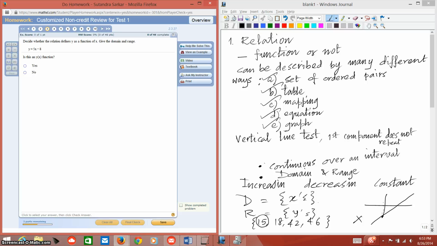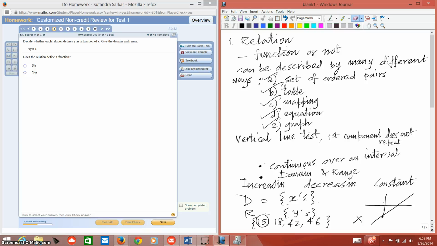Let's move on to a few more questions. It's again xy equals 4. So if you look at this particular question, it is an equation, and it is not written as y equals something. So your first task will be to write down whatever is given, and then the next step will be to write it down as y equals something. So in this case it turns out to be 4 over x.